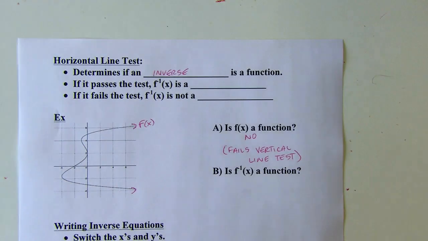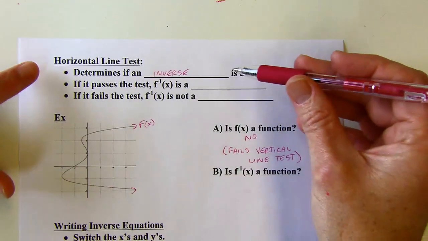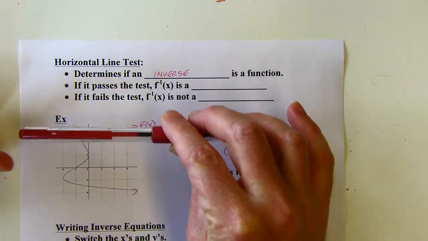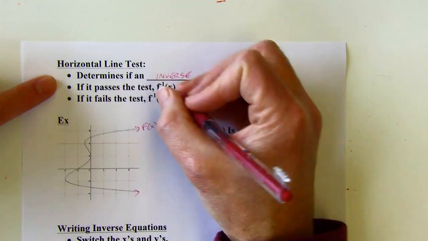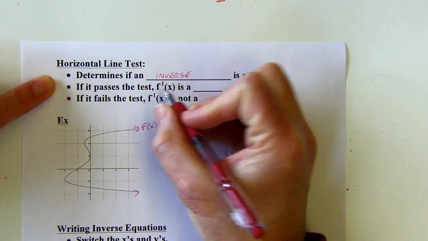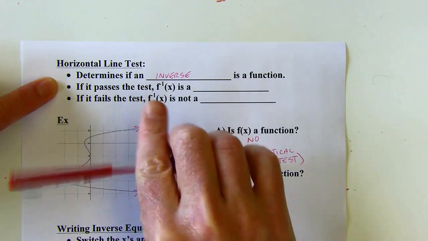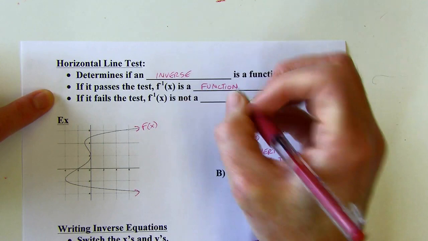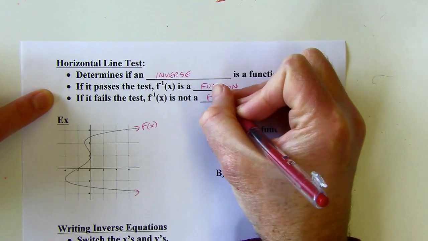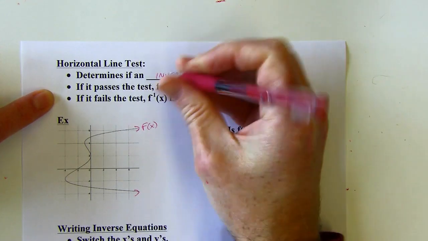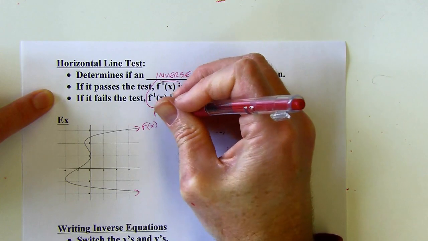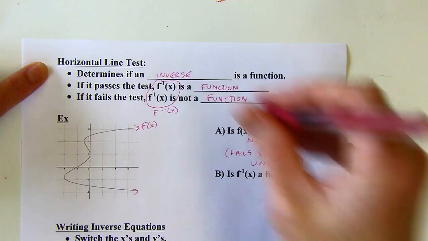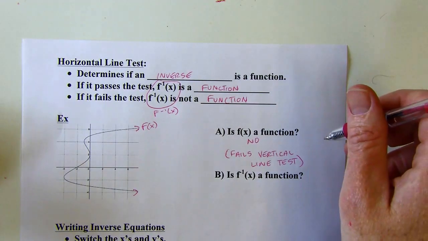Okay. All right. So the horizontal line test works the same as the vertical line test, except we've got a horizontal line. Okay. So if it passes this, then this is supposed to be f to the negative 1 there, right? Then the inverse, if it passes, the inverse is a function. If it fails, the inverse is not a function. Okay, and just to make this clear here, these are supposed to say f inverse of x. They're the inverses. So the horizontal line test you use on an inverse. The vertical line test you use on an original function.